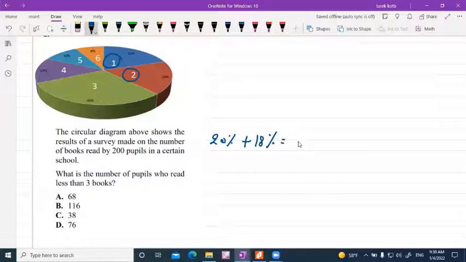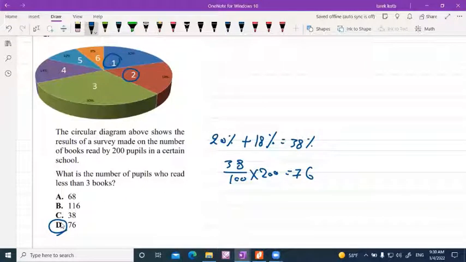The 20% plus 18% is equal to 38%. This 38% representing how many of the 200? 38 over 100, this is 38% times 200 equals 76.